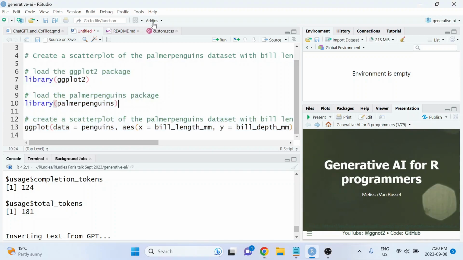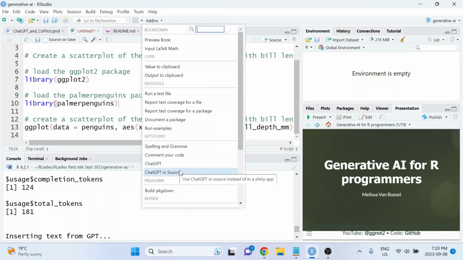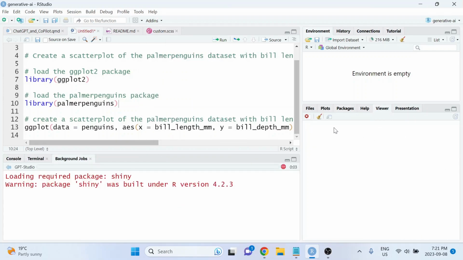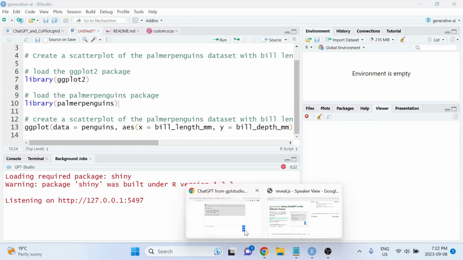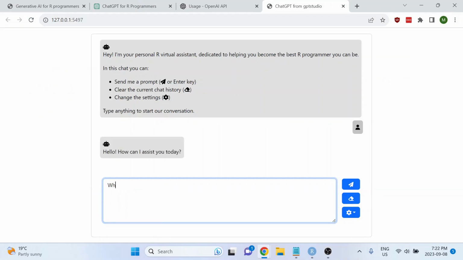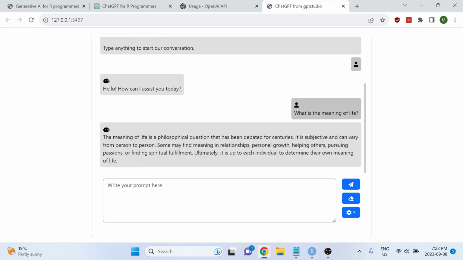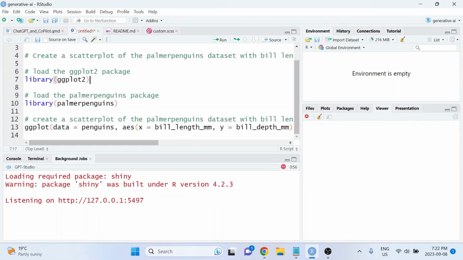The other thing that you can do using gptstudio is launch a Shiny app that will let you talk to ChatGPT from within RStudio. If you click on ChatGPT in the viewer, it'll launch that Shiny app. For some reason, it's not loading here, but if I click on show in a new window, it opens up here. I'm going to say, what is the meaning of life? And it gives me back an answer. Now keep in mind that this is using your API key, so this does cost money. In fact, everything that we did with gptstudio does cost money.